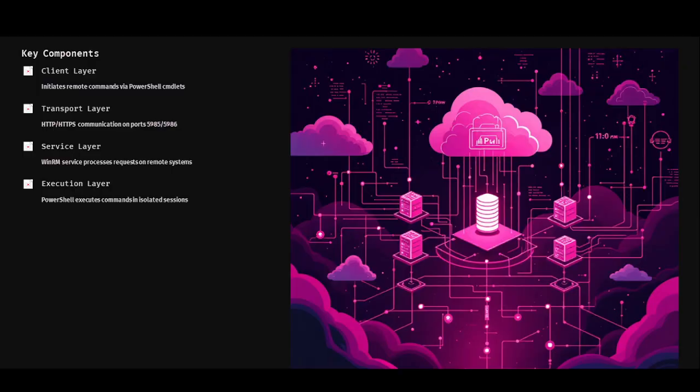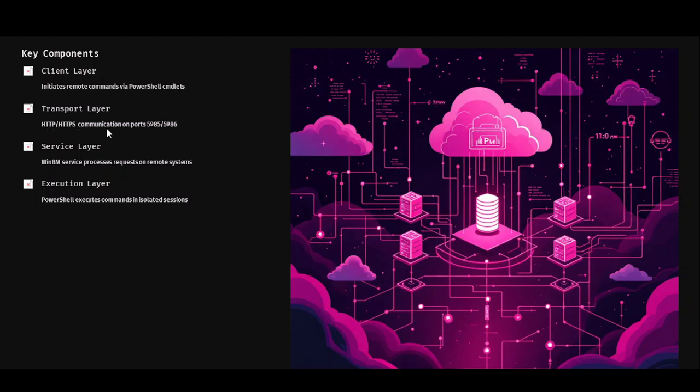So what is the architecture of WinRM? The client layer initiates remote commands via PowerShell. Okay, so as I told you, we would have a jump host from where we will be executing the PowerShell commands for different servers. That will be our client layer. The transport layer is HTTP or HTTPS, based on the communication we have opened from that jump server to all other Windows servers. Either we can use HTTP or HTTPS.